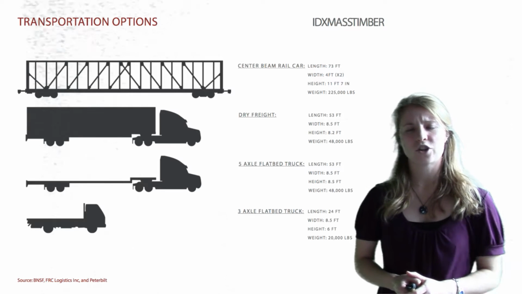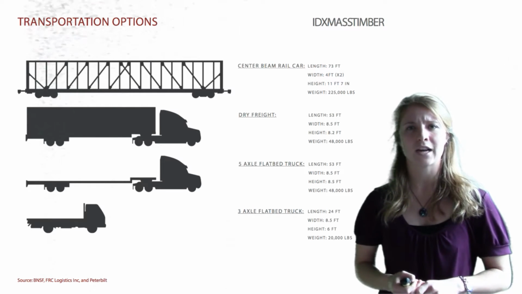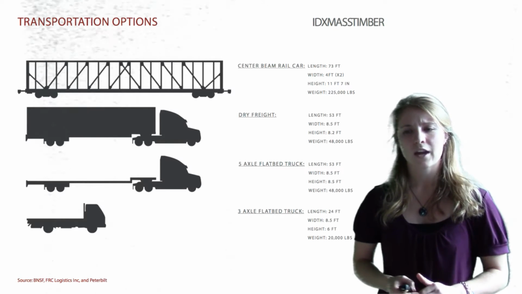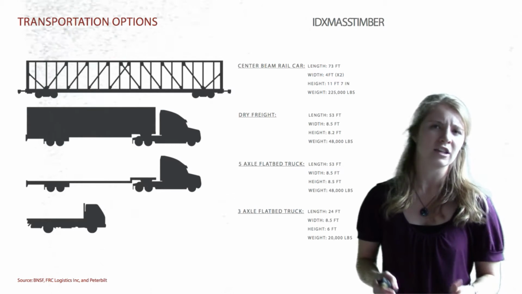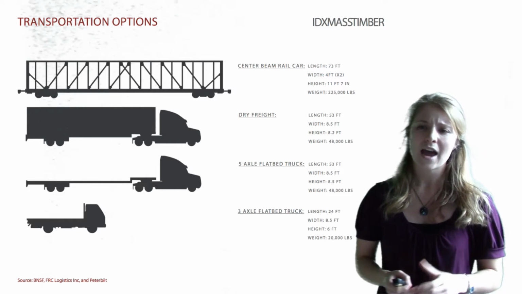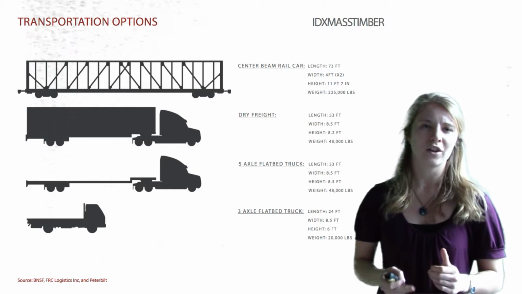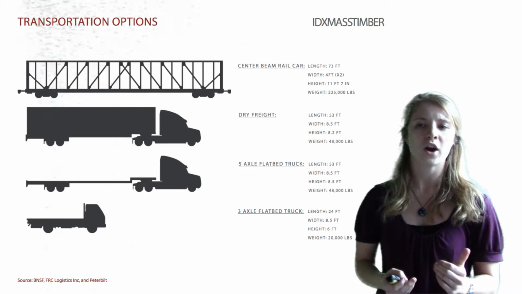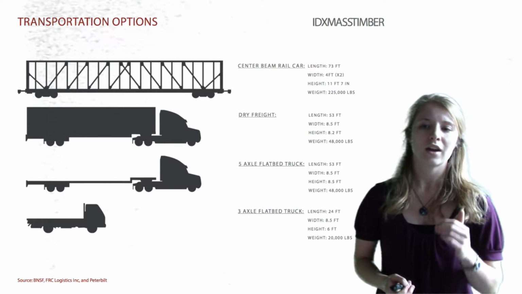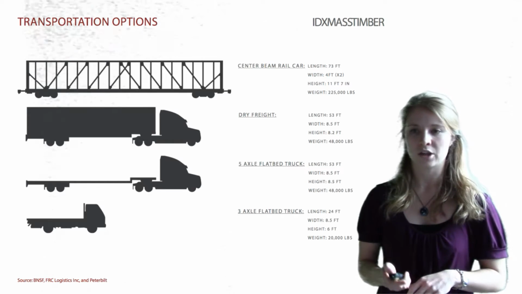And so when determining further analysis, we have decided to eliminate that dry freight option. The 5-axle flatbed has the same dimensions and weight capacity, and it has the ability to cover our CLT during shipment, and the complications of loading that dry freight just didn't seem worth it when we had an equivalent model there. So our analysis will continue to explore the rail and 2 other truck options.